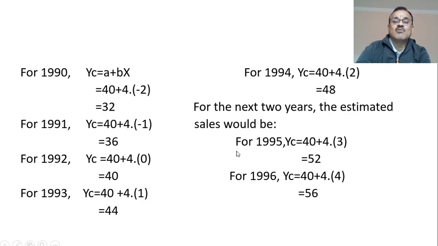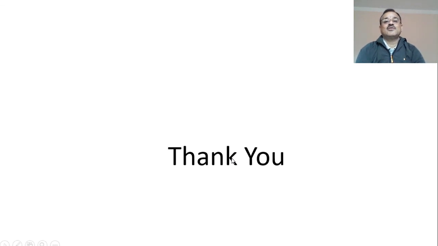In this way, for whatever year we want to forecast, we go on putting the value of x because we already have the values of a and b. Now we put the value of x and we get the exact estimation of demand forecasting in the coming years. I think you understood the method of demand forecasting, a very popular method.